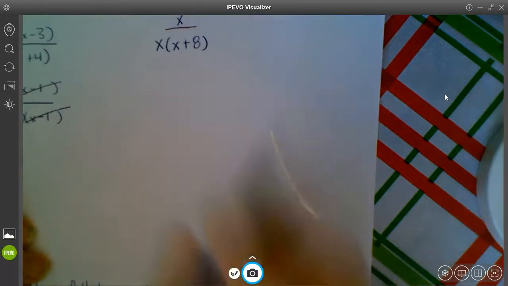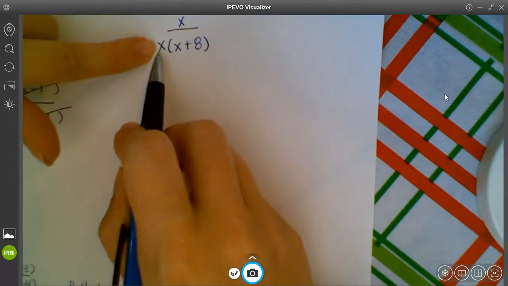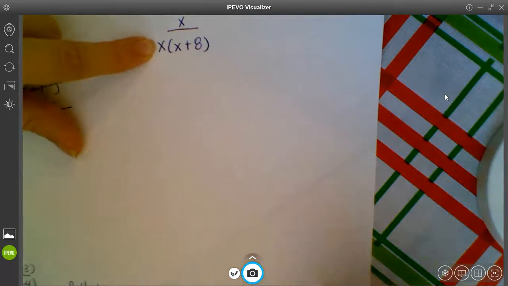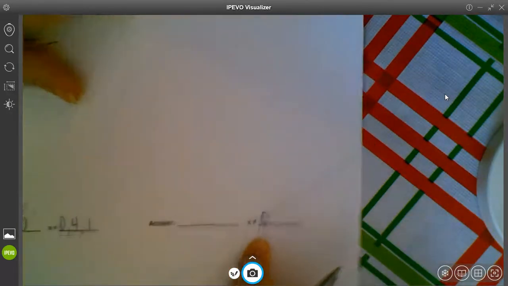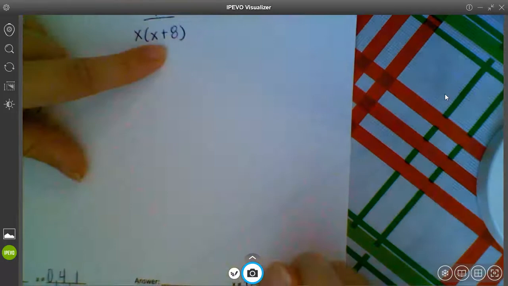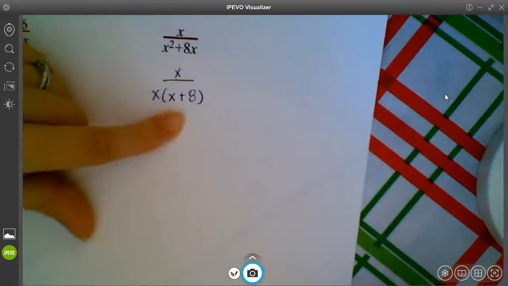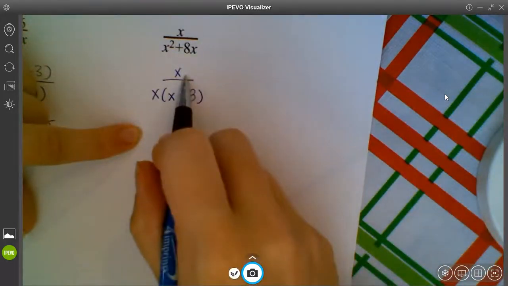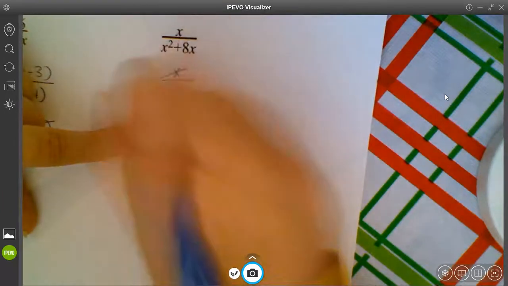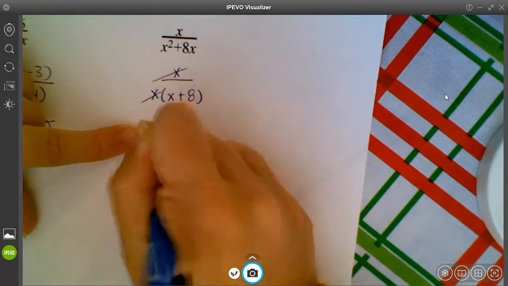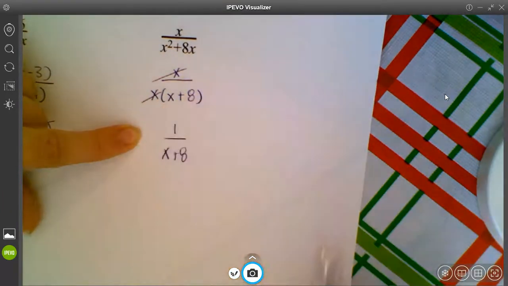I need to restrict the denominator. Here's the denominator. So if x was to be 0, that's an issue. So x can't equal 0, and the x plus 8, x can't equal negative 8. Now, this is a straight up x, this is a straight up x, so those can cancel, leaving a 1 on top, leaving an x plus 8 on bottom. Don't forget to fill that 1 in.